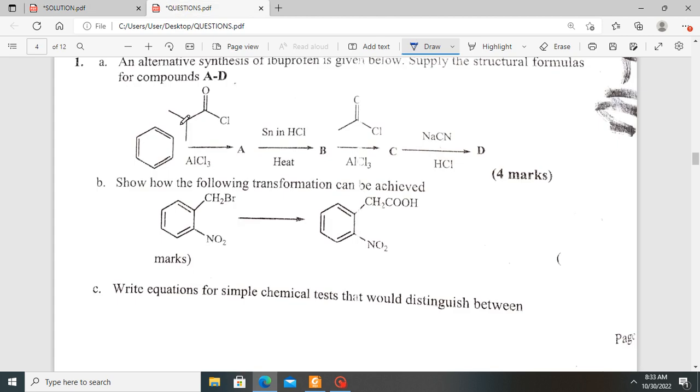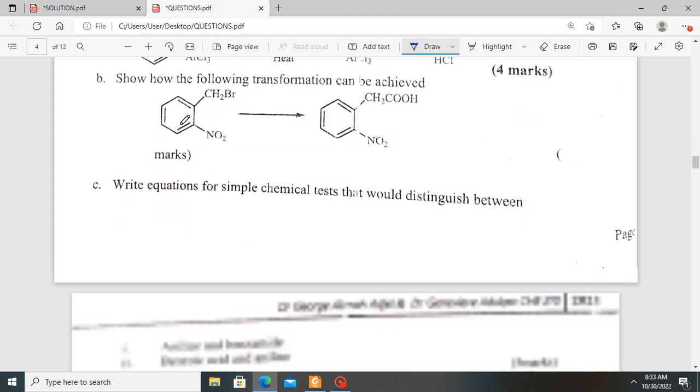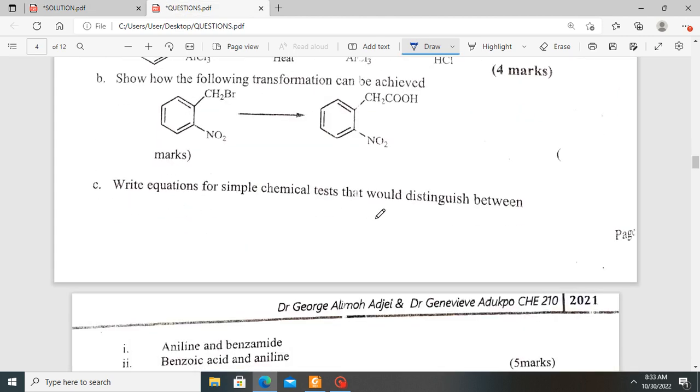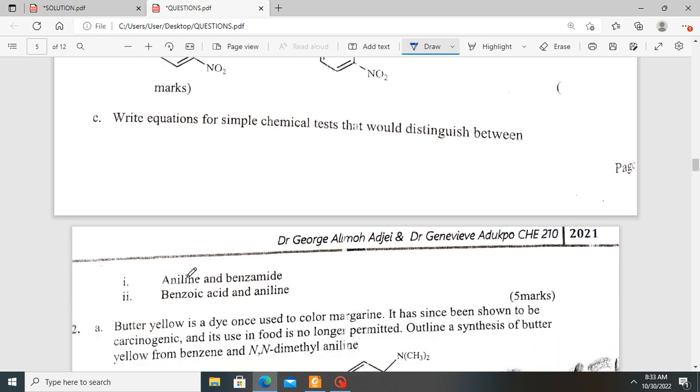The next question: write equations for a simple chemical test that will distinguish between the following. We have aniline and benzamide, and benzoic acid and aniline. So how are you going to do this? The first one is aniline and benzamide, then benzoic acid and aniline.